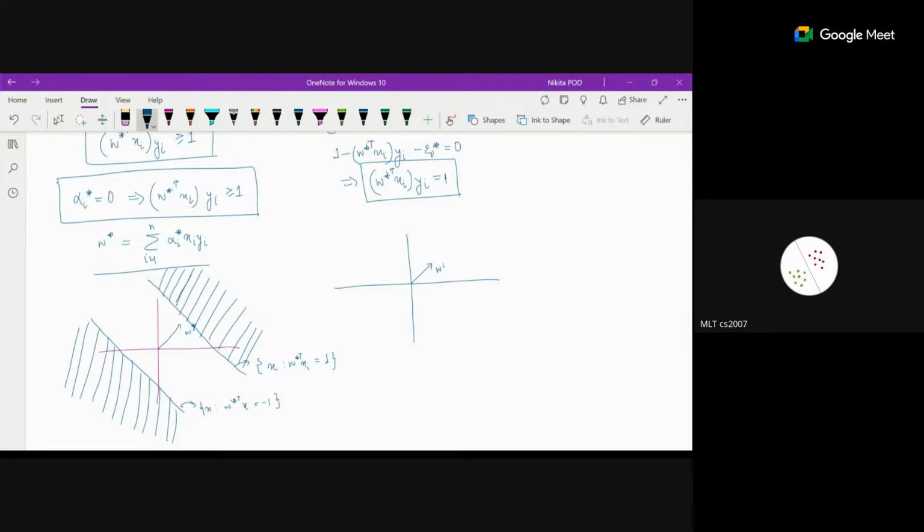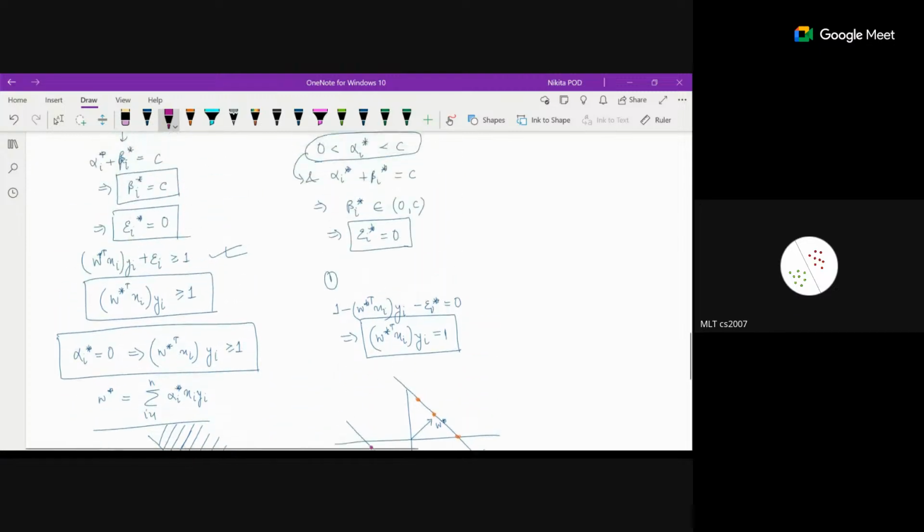So if this is my W star, this is my set of all xi's for which W star transpose xi is equal to 1. This is the set of all points for which W star transpose xi is equal to minus 1. So these points will lie on these hyperplanes. So if these are all the positive points, and maybe these are all the negative points, this is what we can conclude from the second case.